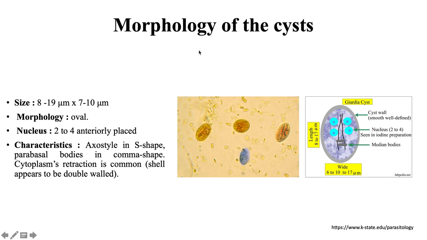The morphology of the cyst, as you can see here, the size is 8 to 19 micrometer. Okay, the morphology is oval. There are two to four anteriorly placed nuclei. Here it is. It looks like someone is smiling or someone has a mustache. So you can see here. Okay, and then there is an S shape. Here is the S shape. It looks like an ox-style S shape.